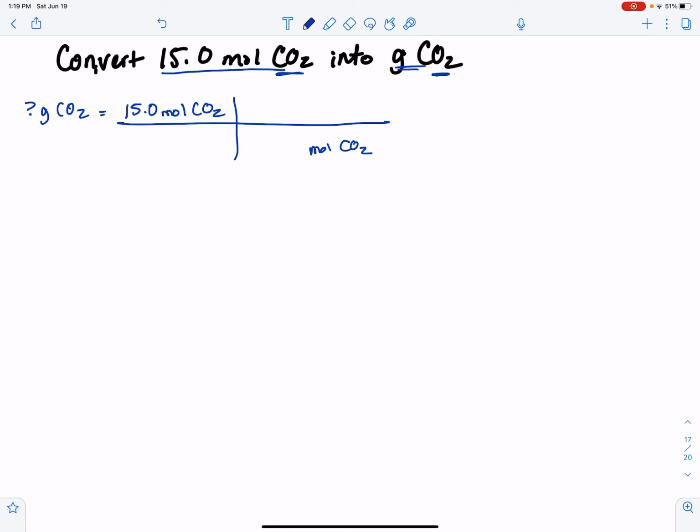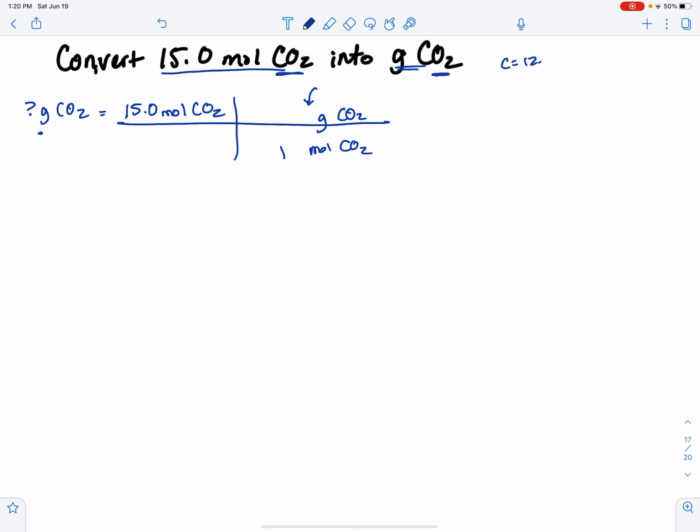Now that mole, you can go different places with it, but it wants me to go to grams. And I can always go from moles to grams. You can go from moles to molecules. You can go from one mole to another mole of something also. But this one, it wants us to go into grams. So I'm going to have to calculate the molar mass.